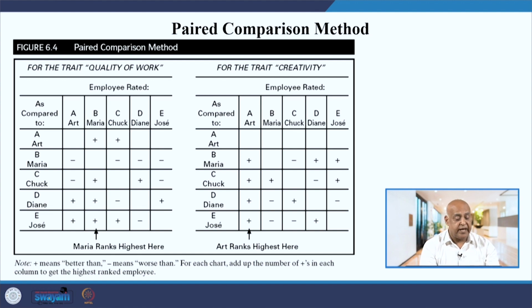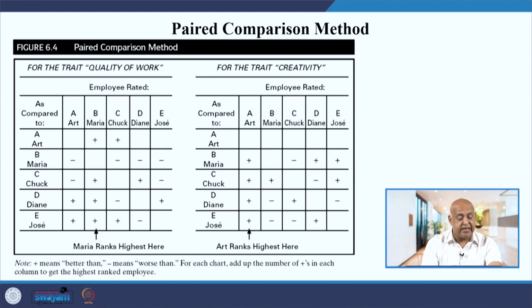So, A is given a minus by B, and Chunk is also given a minus by A. Then Diane is plus and Joes is plus. Here, B is giving A a plus, C has also given a plus, then D is also given a plus and E has also given a plus, as far as the quality of work is concerned.